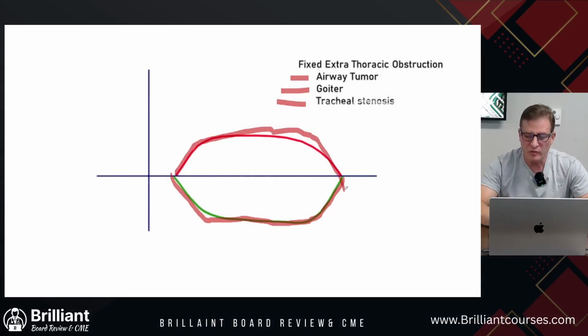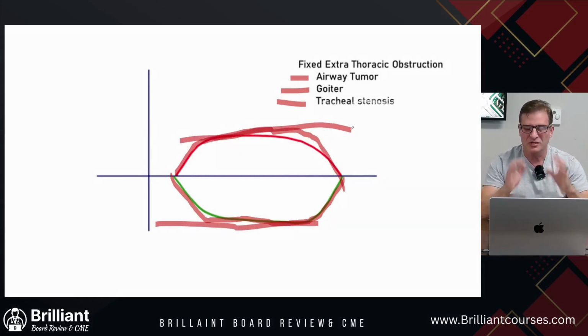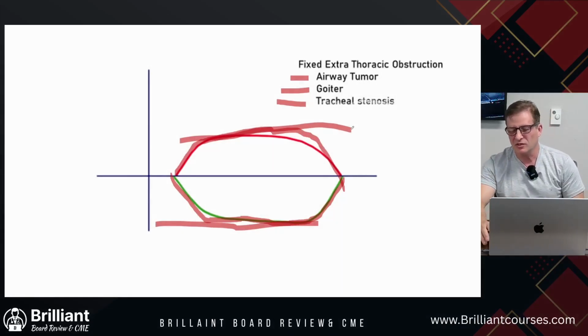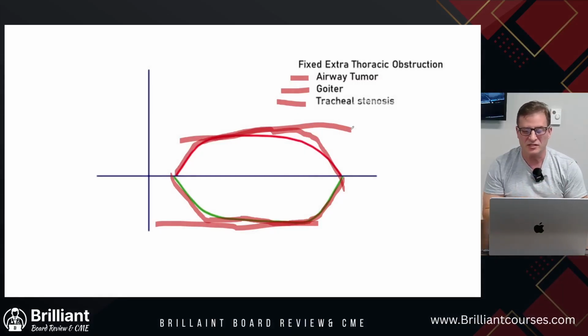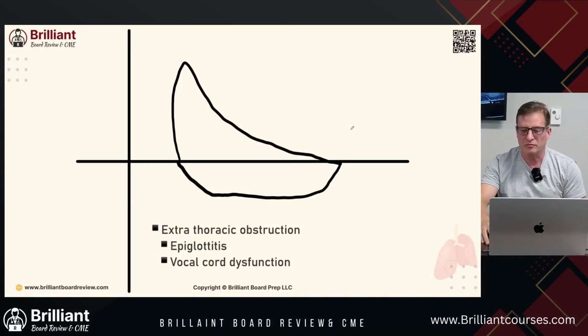So see where we have flattening right here? This is flattening in the inspiration and flattening in the expiration. That's all you need to know. That's all you need to know, so you can remember this. And if you get a question on boards, you can think this through very quickly. Or if someone hands you a PFT and says, hey, provider, what is this? You can look through it quickly and know that there's a fixed extrathoracic obstruction.